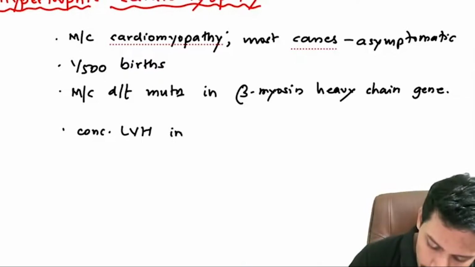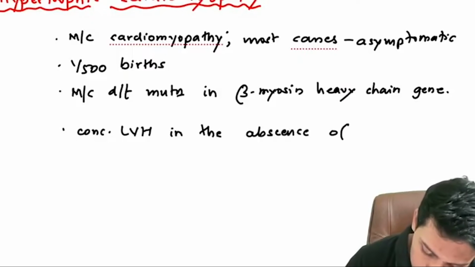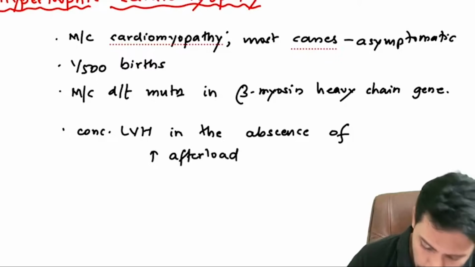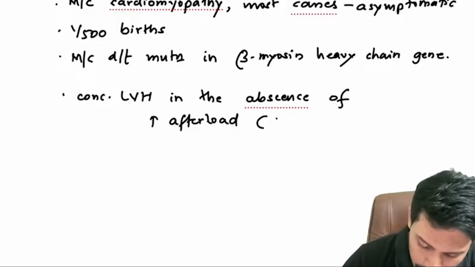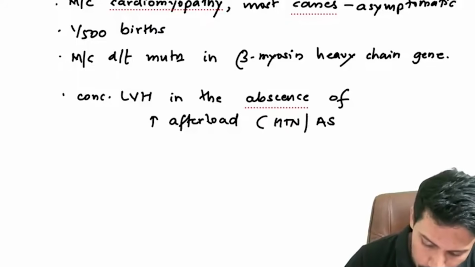Concentric hypertrophy in the absence of increased afterload, like hypertension, aortic stenosis, coarctation of aorta and all.